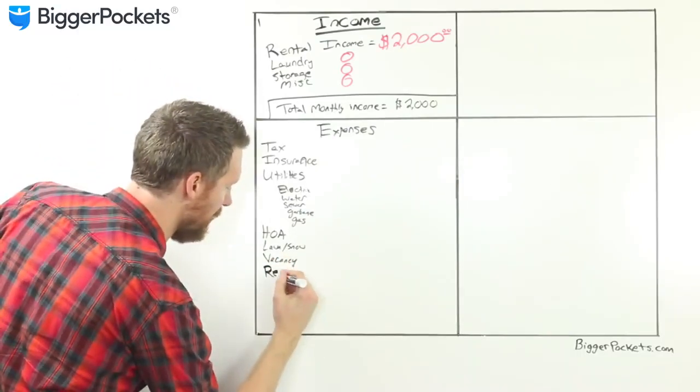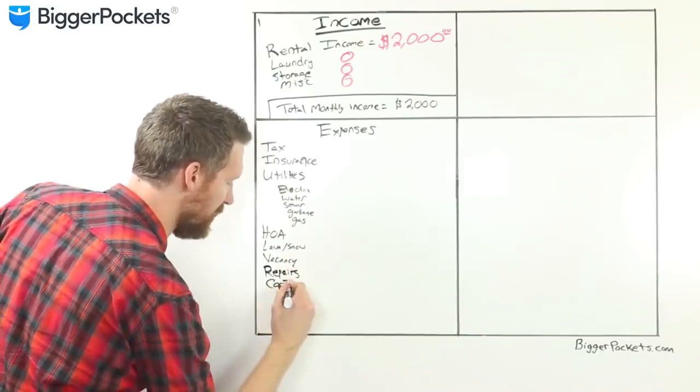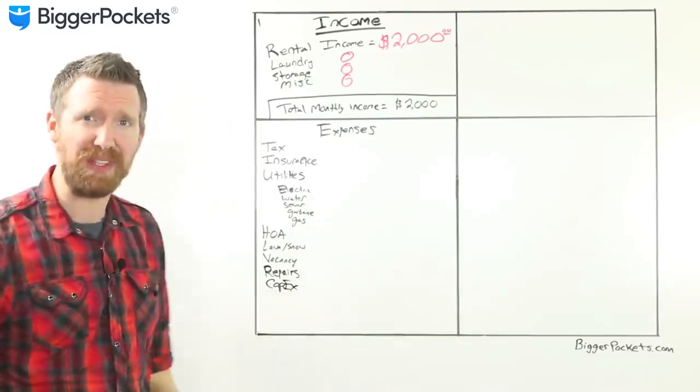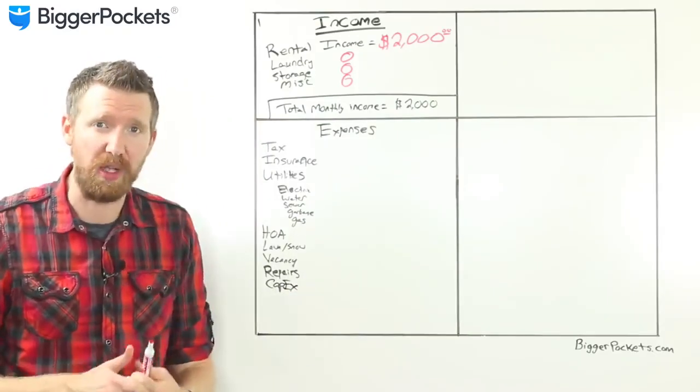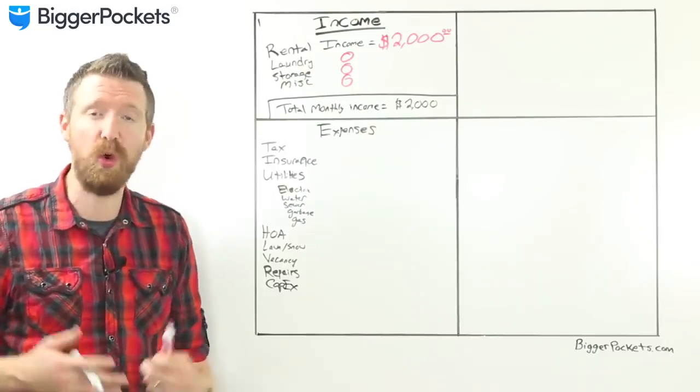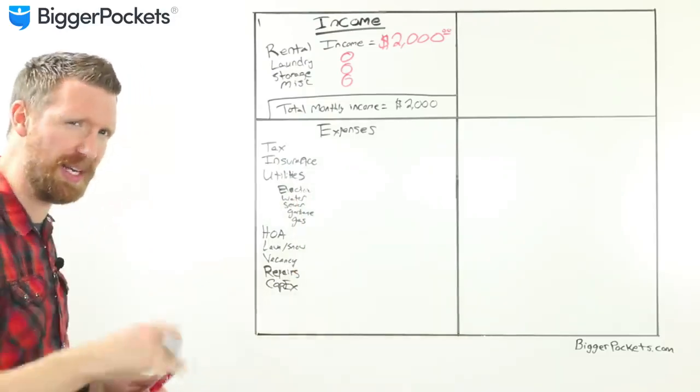We've also got our repairs. We've got what's called capital expenditures, which we abbreviate as CapEx. CapEx is like saving up for big things. Like, every 20 years you need a new roof. So how much should you set aside every month for a new roof or for new water heaters, new appliances, new carpet? It's those big items. We want to set aside a little money every month for that.